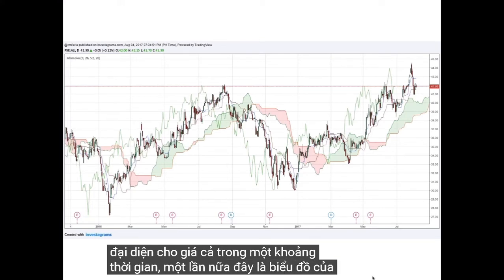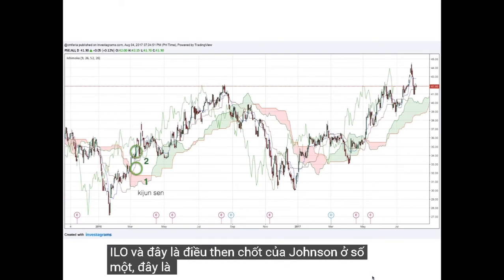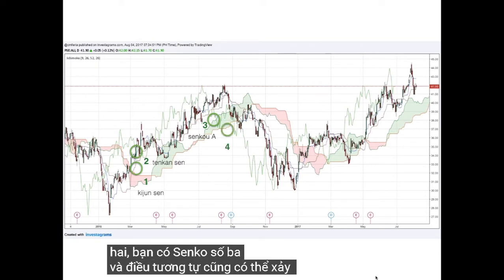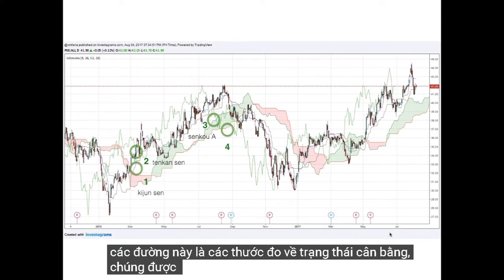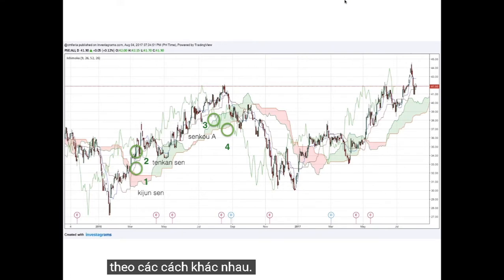Now again, here's the chart of Ayala Land. Here's the Kijun-sen in number 1. Here's the Tenkan-sen in number 2. You have the Senkou A, number 3, and the Senkou B in number 4. Now these lines are measures of equilibrium. They're computed in different ways. They have different formulas. As such, they also represent supports and resistances.